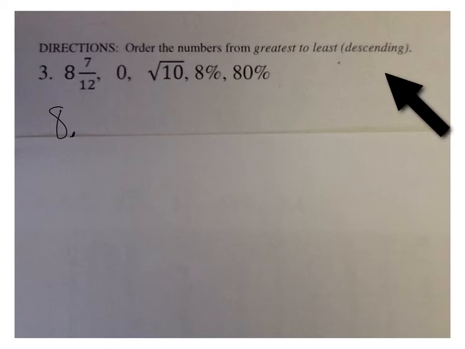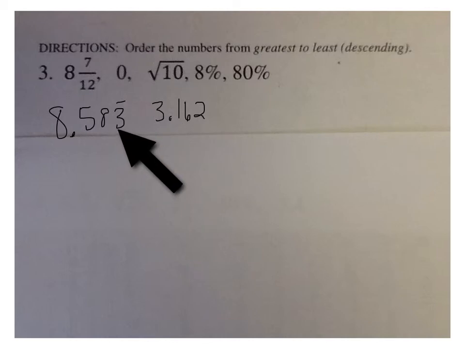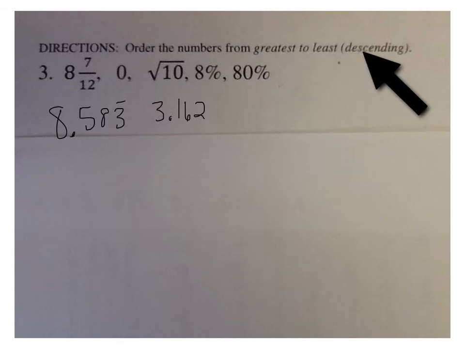And now for my fraction, numerator 7 divided by 12 gives me 5, 8, and 3 repeating. 0 is already in original form. The square root of 10, I'm going to have to find the value for that. And that gives me approximately 3.162. I'm going to take them out to the thousandths place since my other decimal was written out to the thousandths. I'm going to go ahead and take my square root of 10 out to the thousandths place as well.